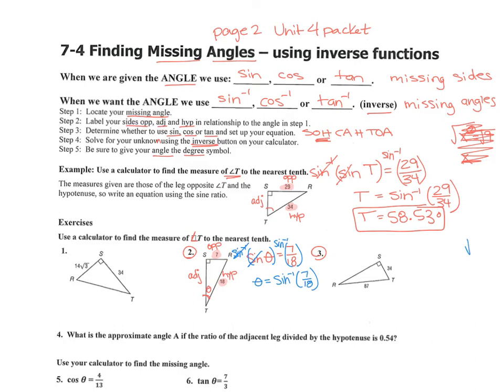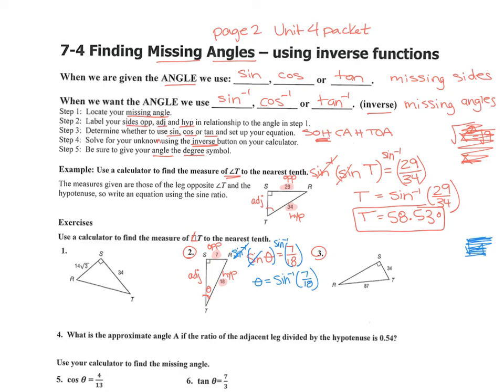Just like you would never say the square root times 4. Nobody would say that. You say the square root of 4. Sine inverse is the same way. You don't say sine inverse times 7 over 18. It's the sine inverse of 7 over 18.